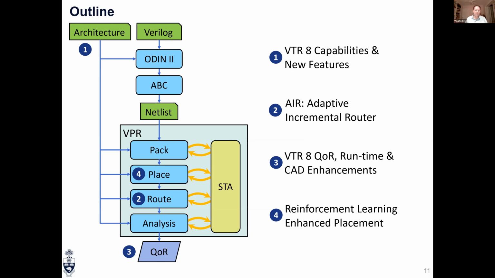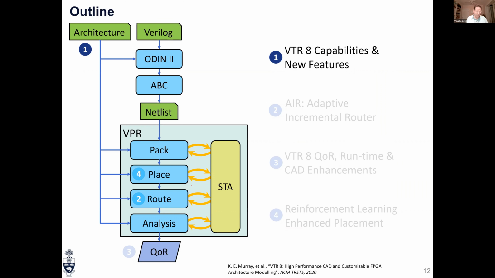So what are some new capabilities and features? A big change was how the router works. So I'll talk in some depth about the routing algorithm that it's using. We have also made some other enhancements to the overall CAD flow. And finally, I'll talk a bit about an algorithmic enhancement we made in placement that uses reinforcement learning. So kind of jumping around the CAD flow, talking about different enhancements that came out in the most recent release.